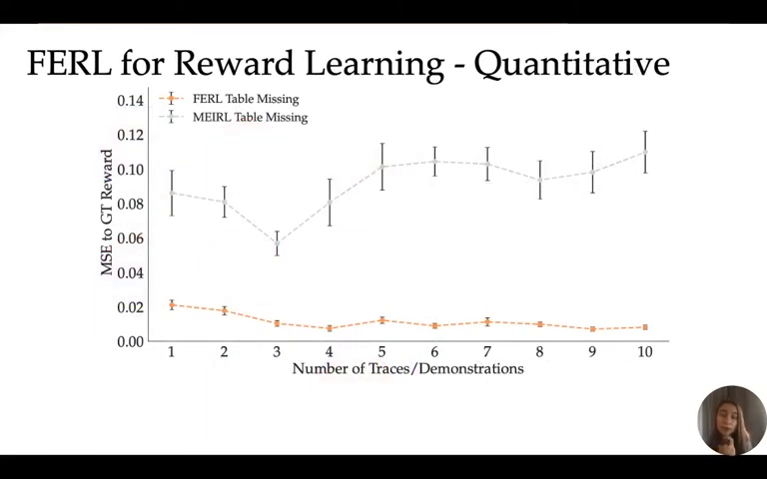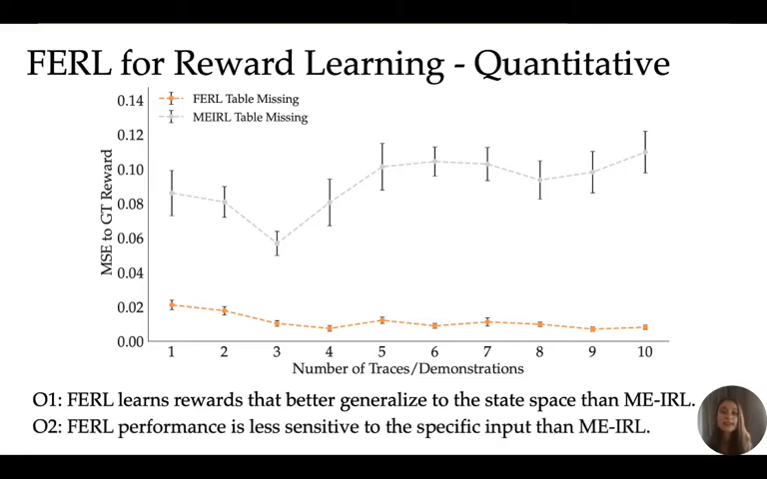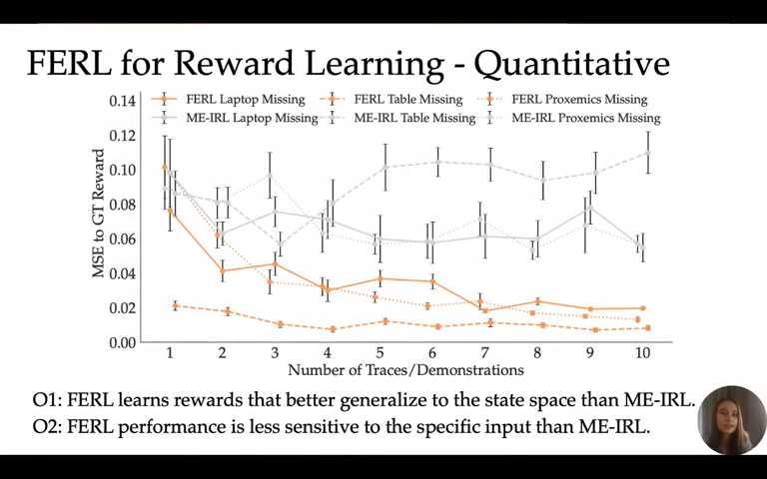Quantitatively, when we focus on one of these 3 cases, we see that FERL is better at learning generalizable rewards, shown by the lower MSEs, and is less input sensitive than the DeepIRL method, shown by the lower standard error. And these trends hold across all of the 3 cases.